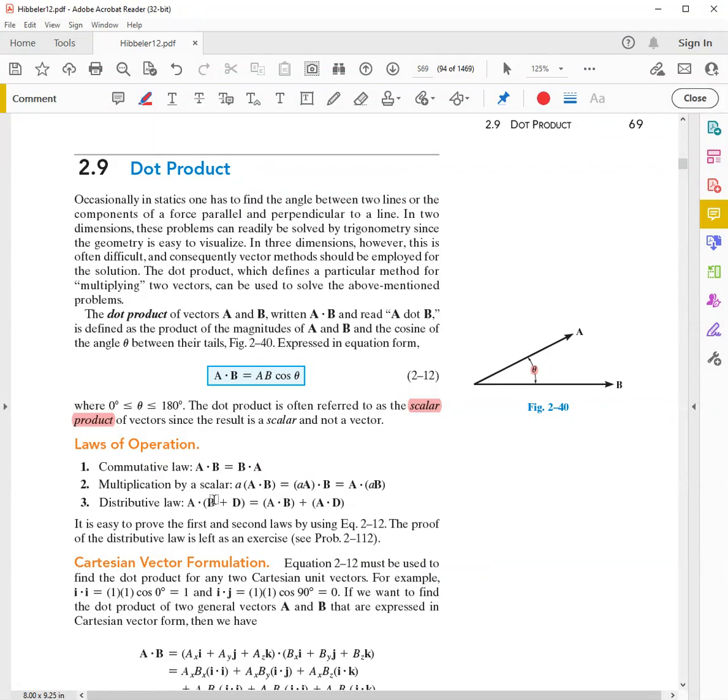The dot product is commutative, so A dot B is the same as B dot A. For scalar multiplication of a dot product, you magnify only one of the vectors, and it's also distributive. So A dotted with B plus D is A dotted with B plus A dotted with D.